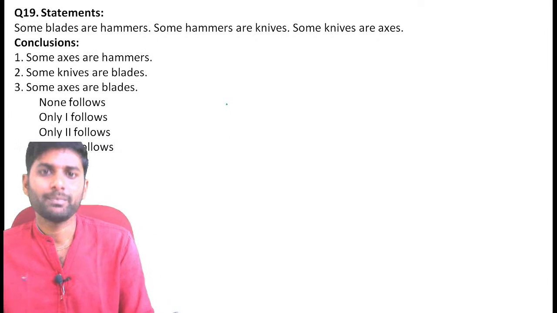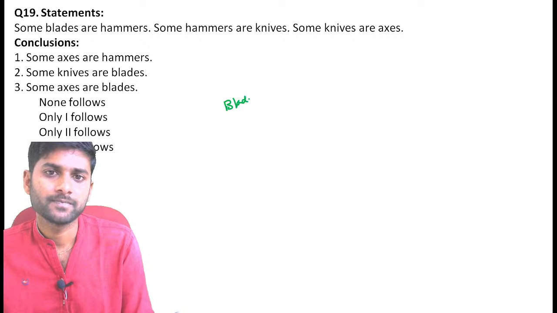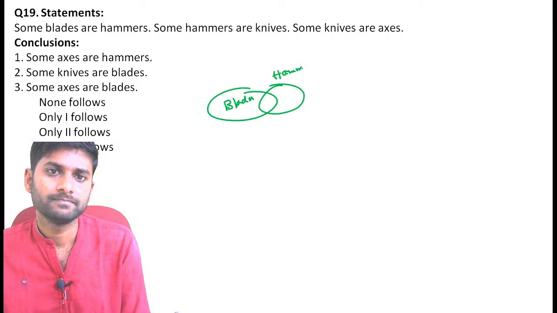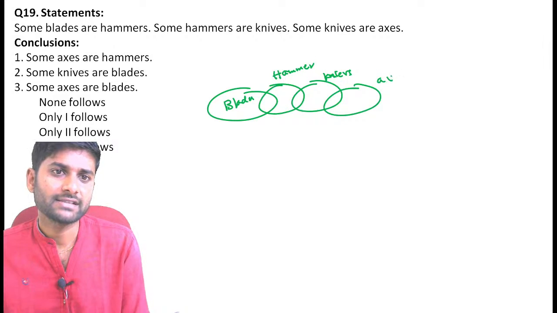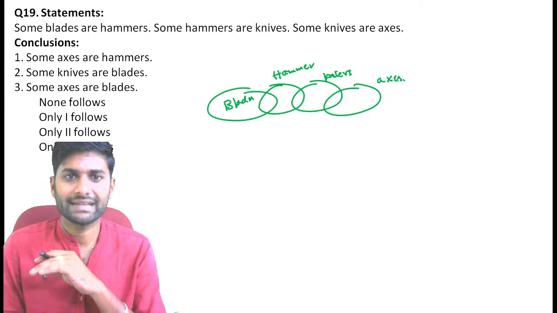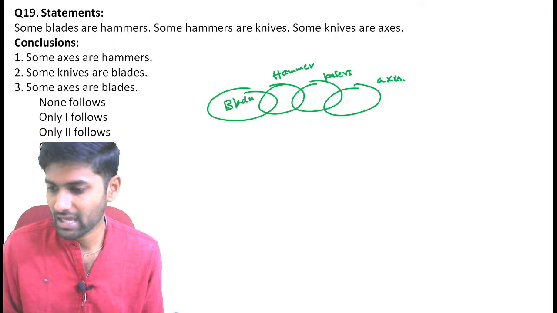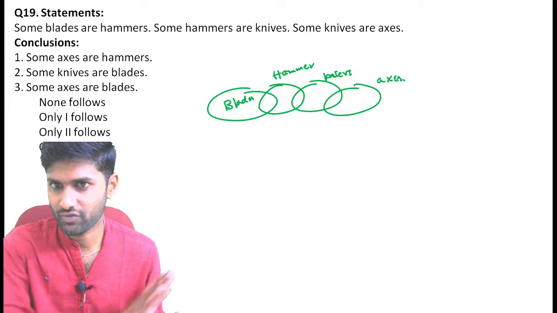Brother, I can see some blades are hammers, some hammers are knives, some knives are axes. So this is the diagram. Don't interconnect any parameter to the other parameter. Whatever statement they have given, you just follow like that.